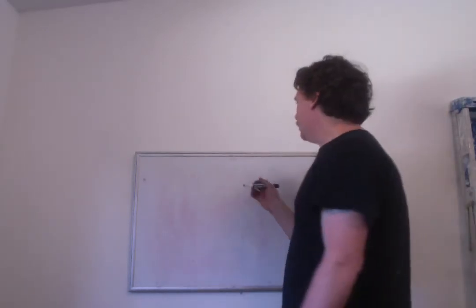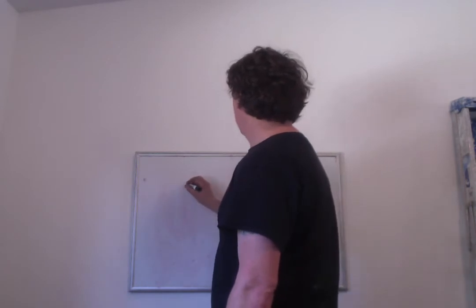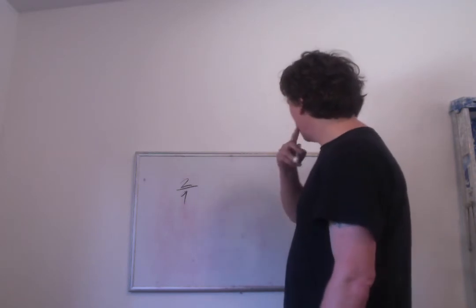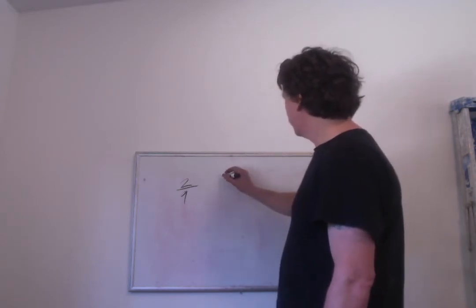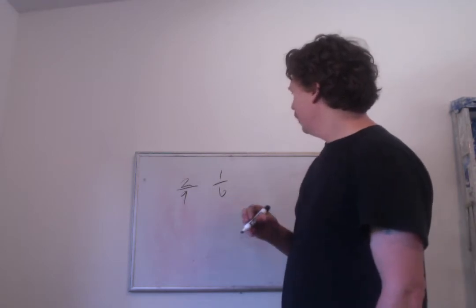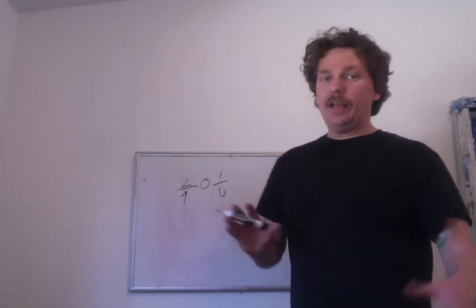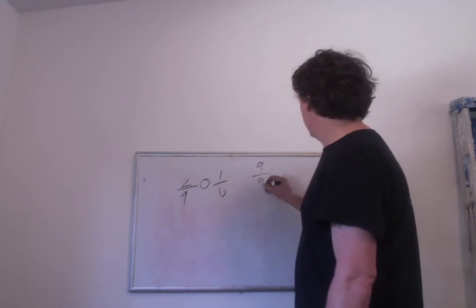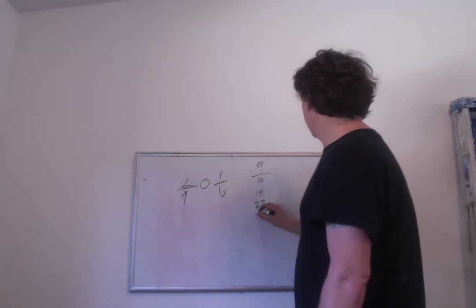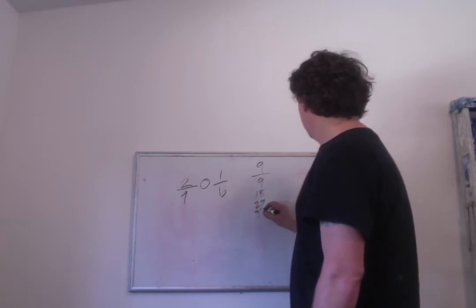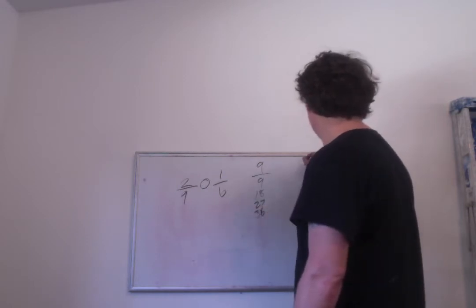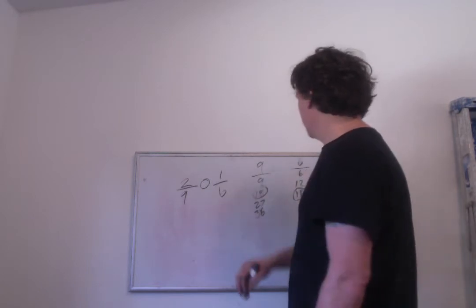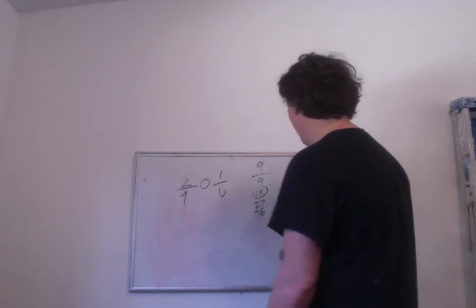Okay, so let's take a look instead at 2 ninths and 1 sixth. We need to find a common multiple to make our new denominator. So we'll do the multiples of 9: 9, 18, 27, 36, and multiples of 6: 6, 12, 18. There we go. So our new denominator is going to be 18.